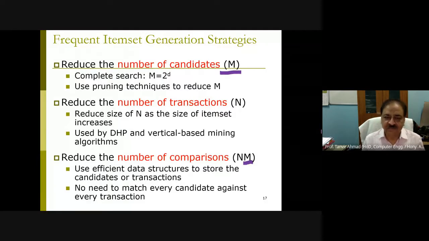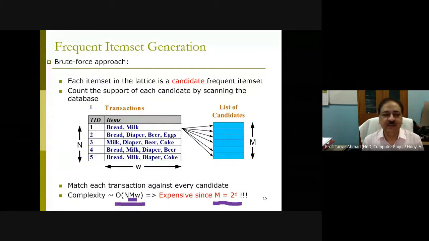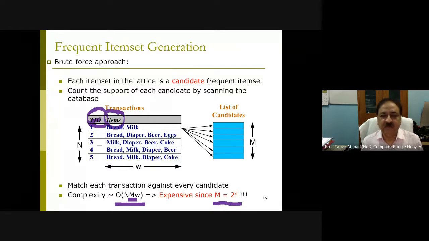Did you get it? The difference between horizontal and vertical based mining. In horizontal based mining, you will have a TID over here and an item set over here. This is horizontal based mining. If I shift to vertical based mining, the TID will be replaced by items, and the item sets will be replaced by transactions. That means if I write bread on the left hand side, what will the transactions be? It will be T1, T2, T4, T5.